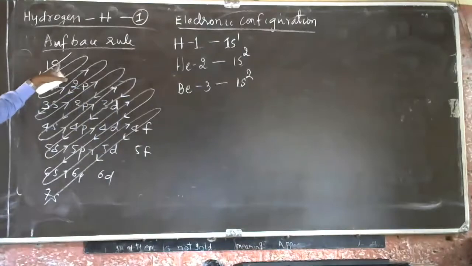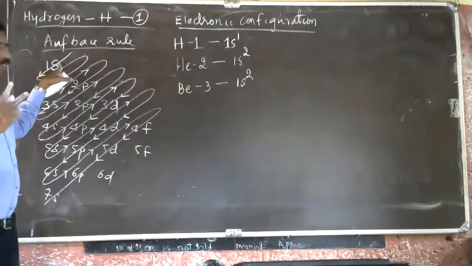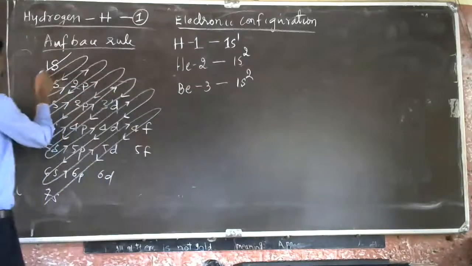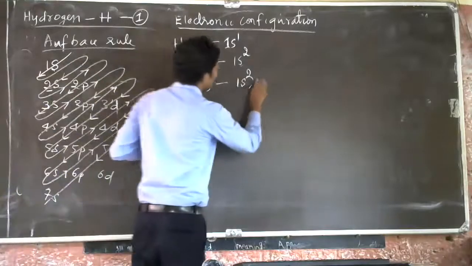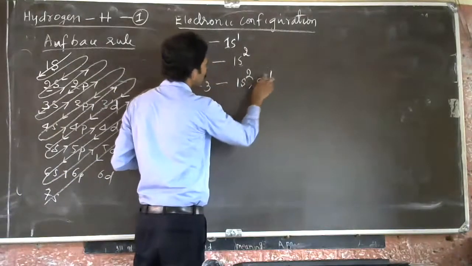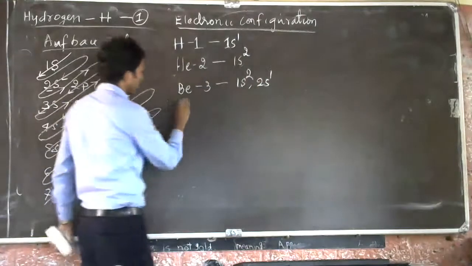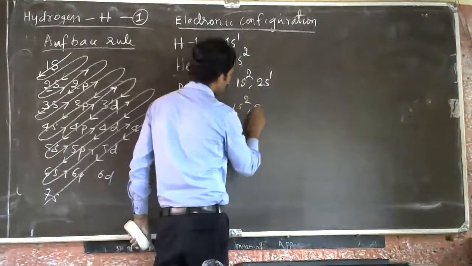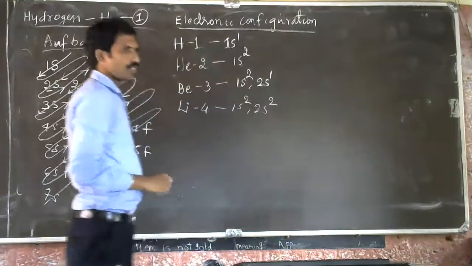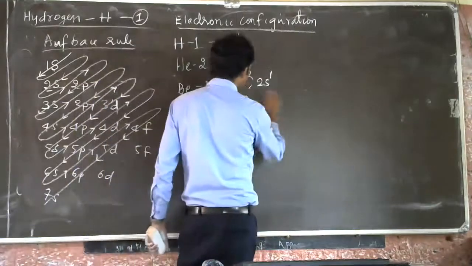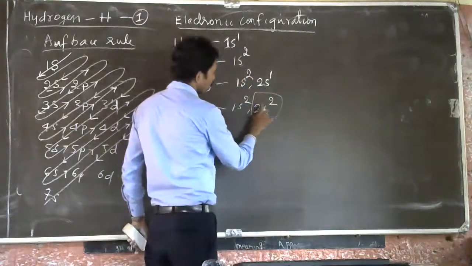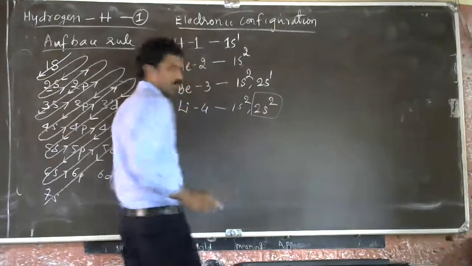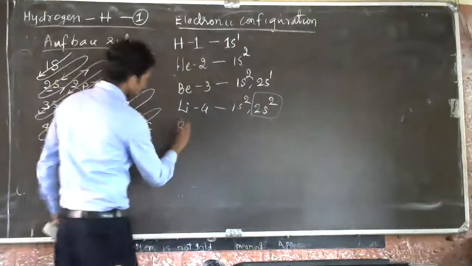The s subshell occupies 2 electrons, so it is completed now. We have to move to 2s. So 2s1. So 2, 3: 3 electrons are occupied. Then we know lithium. Lithium is 4. So 1s2 and 2s2. This is also completed now. In 2s, 2 means the L shell, and s2 means 2 electrons are occupied. Finished that.